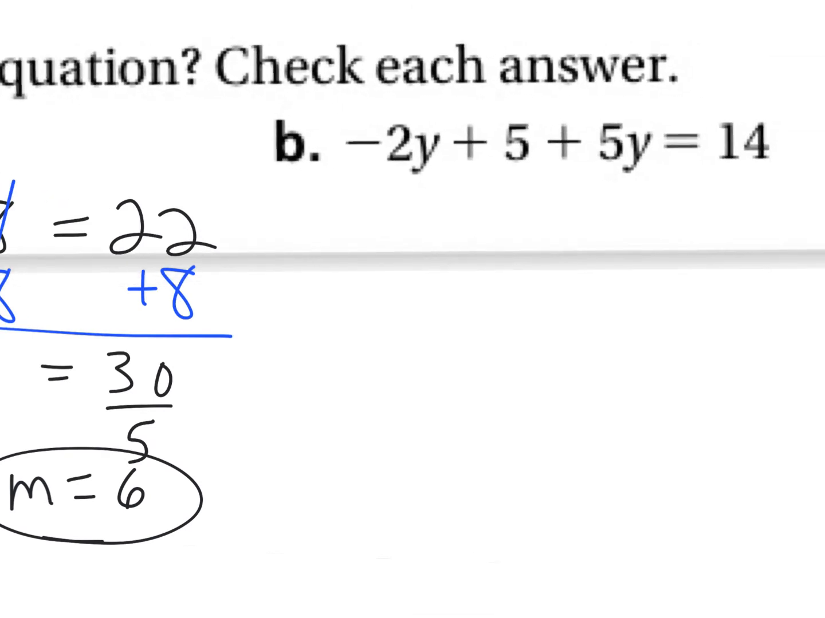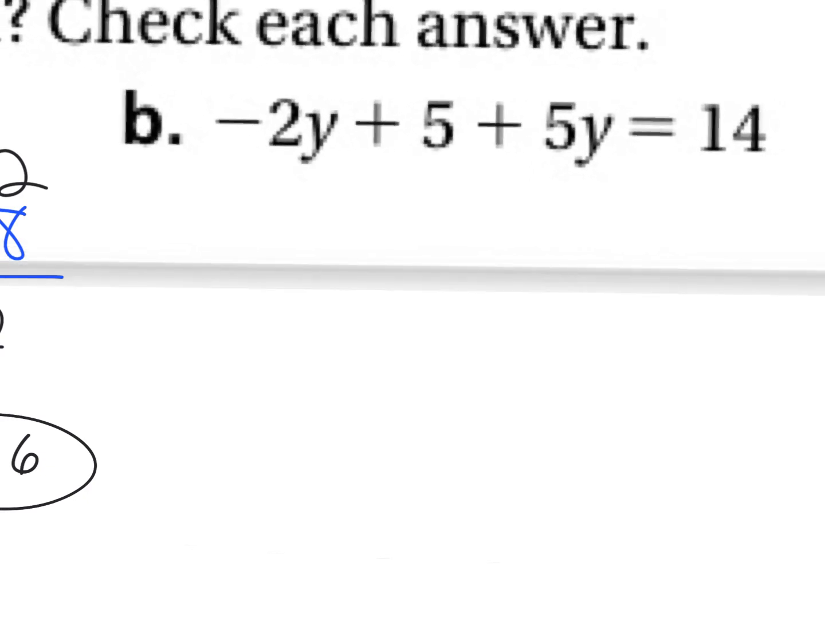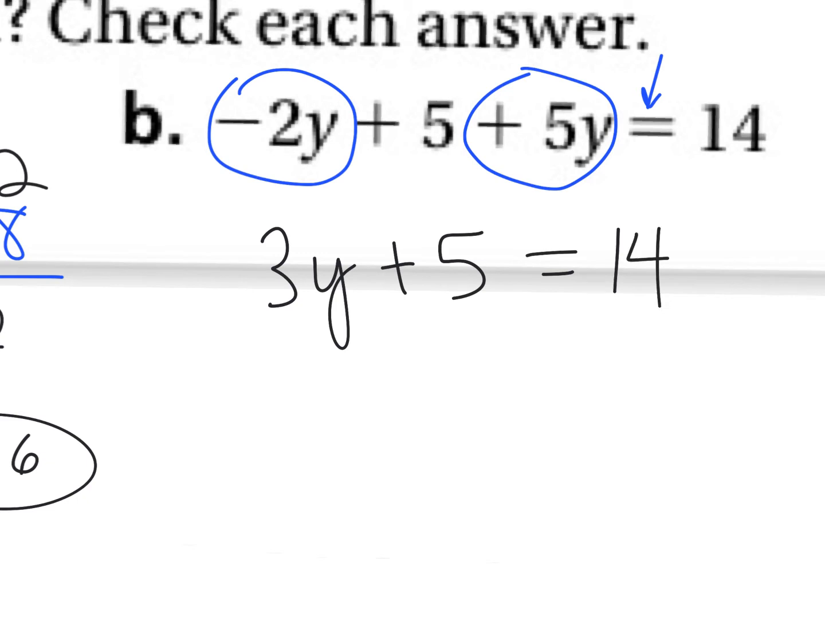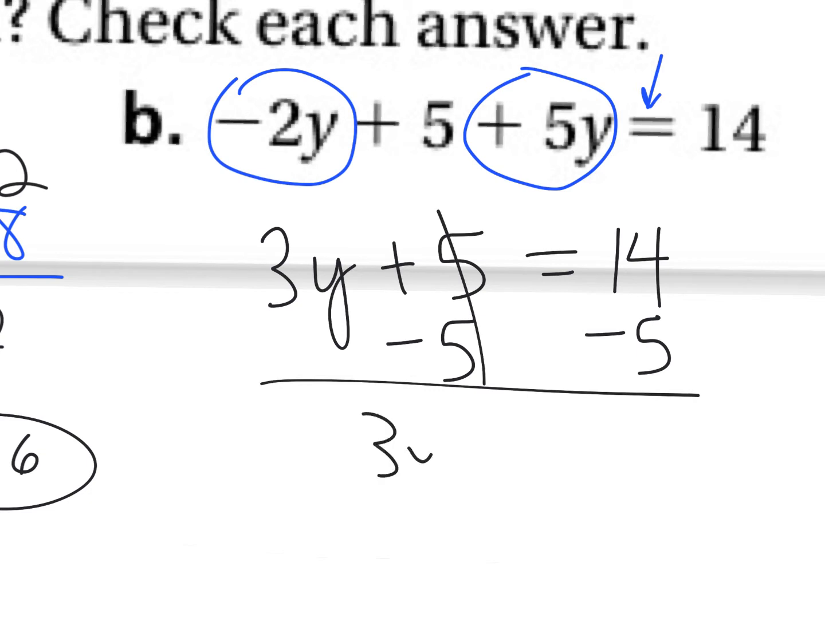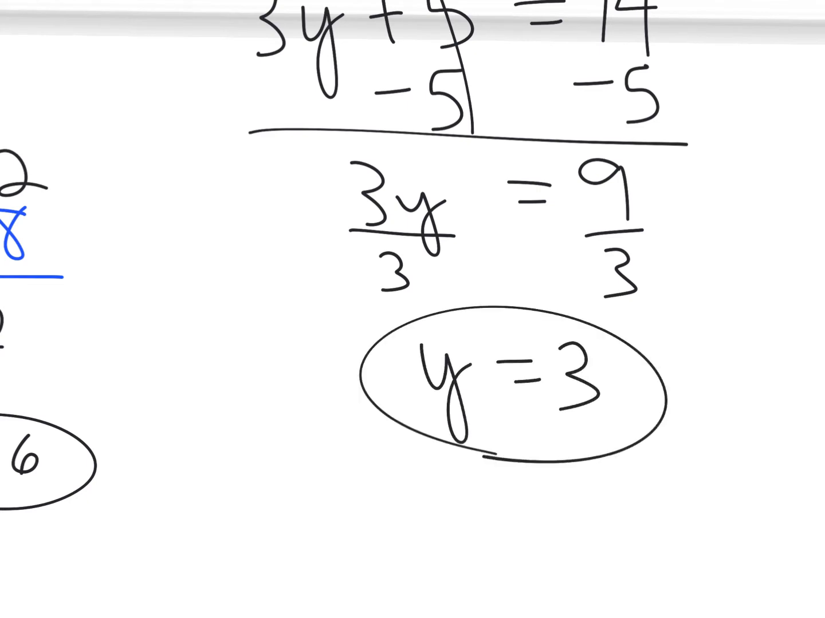Part B. First thing on this problem, once again, is that we have like terms on the same side of the equal sign. So negative 2y plus 5y would be 3y. Then they are adding 5, we can subtract 5. So 3y equals 9. Then they're multiplying by 3, we can divide by 3. So y equals 3 would be our solution.